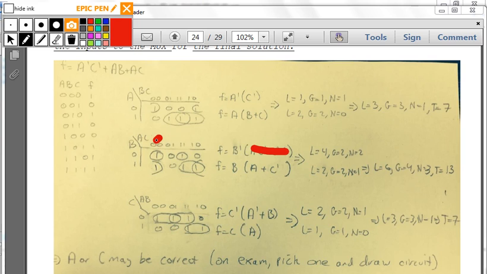Bingo, that's exactly right. And then what about this one? In fact, I'm going to cover these as well. Yep, exactly right. So now you see how to make the reduced version. You just look for what's in common. You look for the patterns based on the P subcubes.